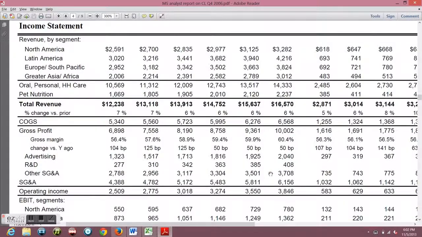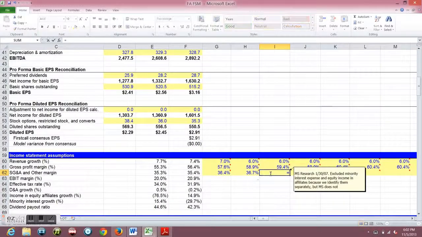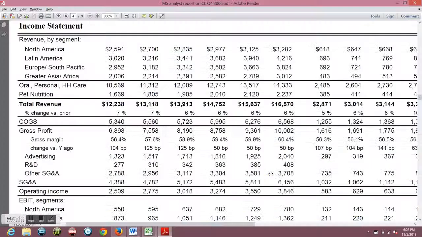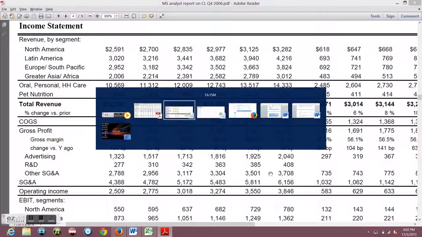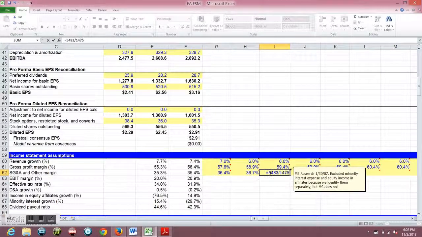It's going to be 5483 divided by 14,752. Subtract 0.0044.